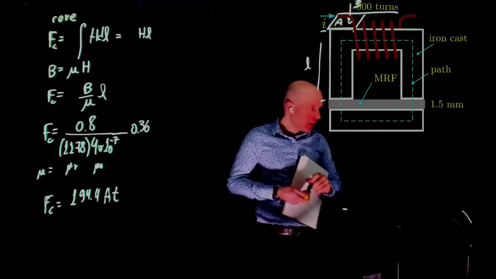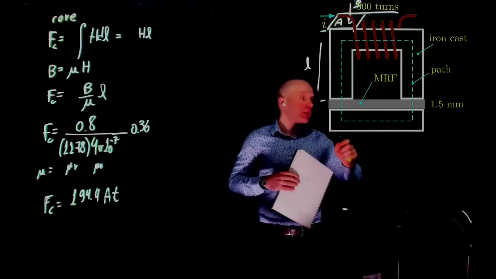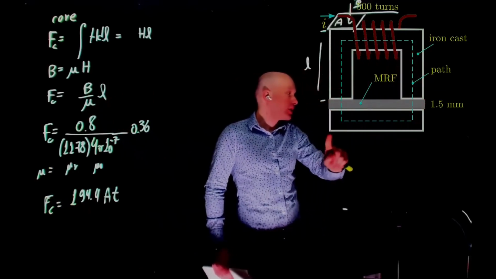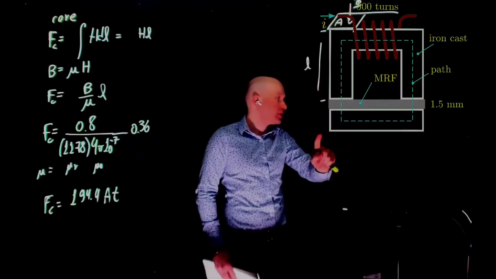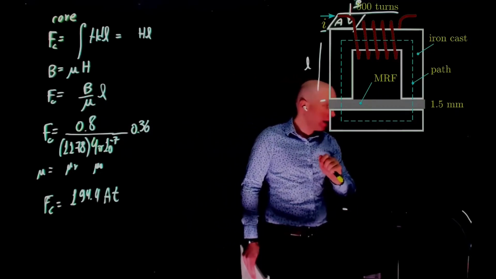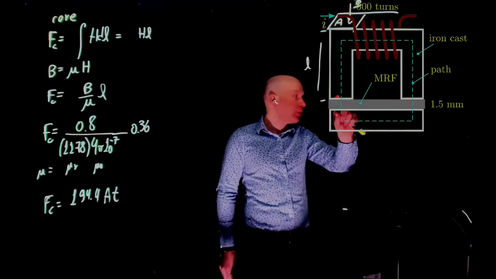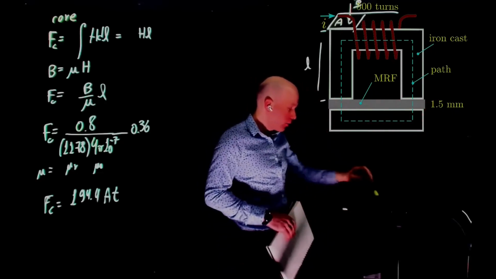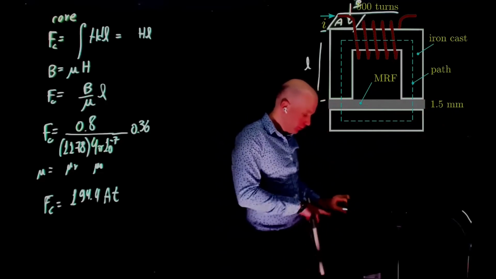Now I'll let you think about the fluid. We did this part here, this entire part there, plus this. This is 0.36. This has a relative permeability of 1178. We now need to establish 0.8 Tesla here and here. So I'll let you think about that calculation. How would that one look like?